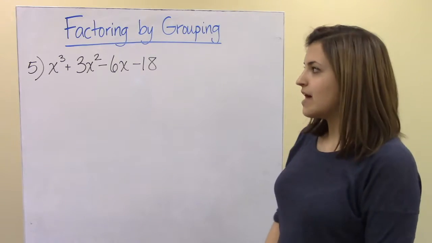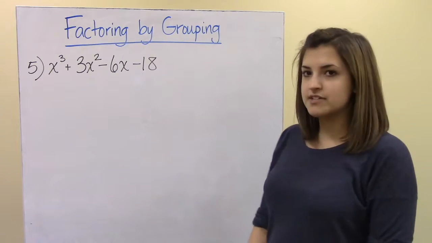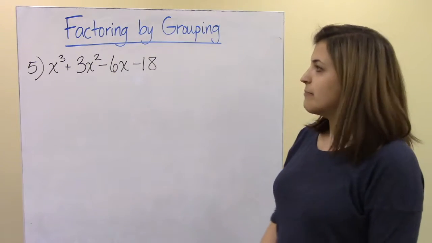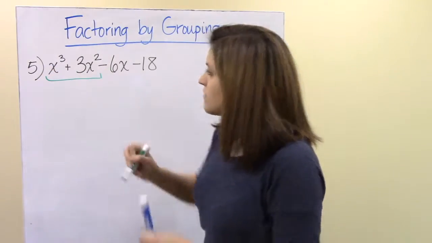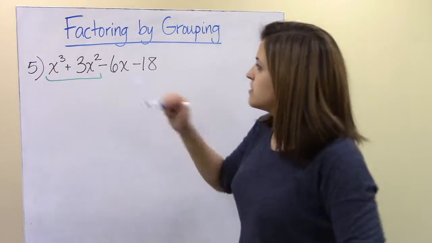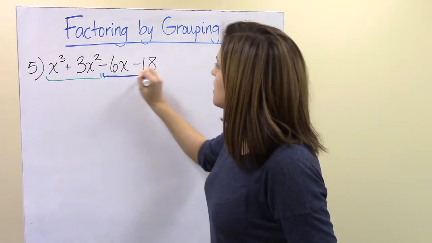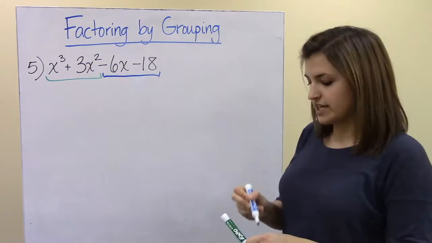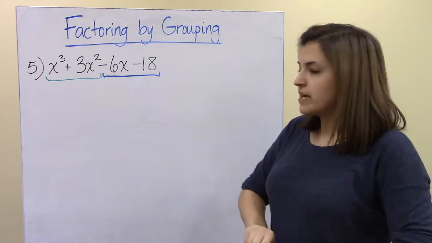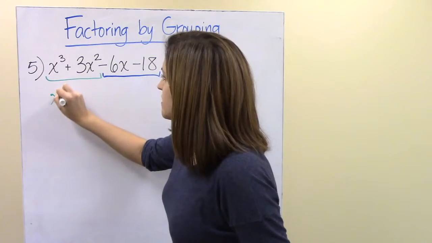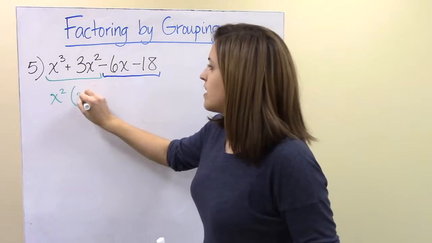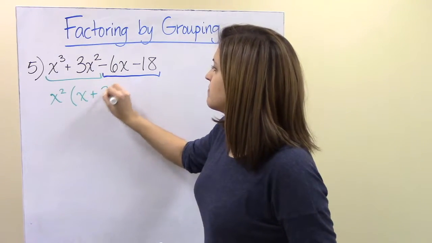Okay, in this example, I have x cubed plus 3x squared minus 6x minus 18. So I'm going to divide this up into two parts. I have x cubed plus 3x squared and then minus 6x minus 18. So for that first part, my greatest common factor is going to be x squared. So I'll pull out x squared and I'll be left with x plus 3.